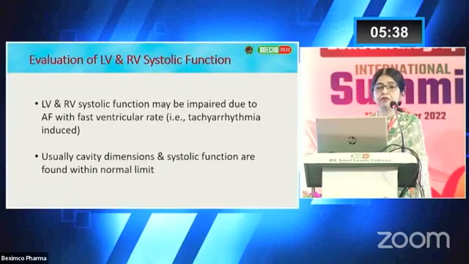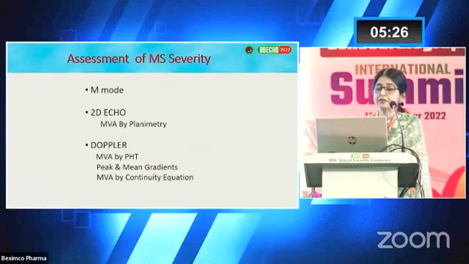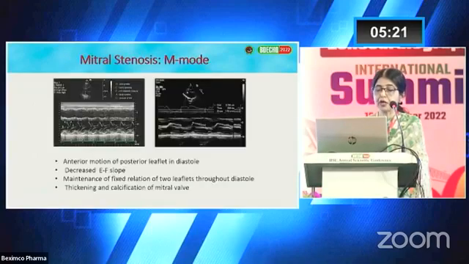In each case of valvular heart disease, ventricular function should be evaluated. Usually in mitral stenosis, ventricular function is normal, but it may be reduced when there is AF with fast ventricular rate, that is tachyarrhythmia induced. For assessment of mitral stenosis severity, M-mode, 2D echo, and Doppler play an important role. On the left, we see the normal mitral valve, and on the right, there is a stenosed mitral valve. There is reduced EF slope, anterior motion of the posterior mitral leaflet, fixed relation between the AML and PML, reduced mitral valve orifice, and leaflet thickening and calcification are evident on the M-mode finding.